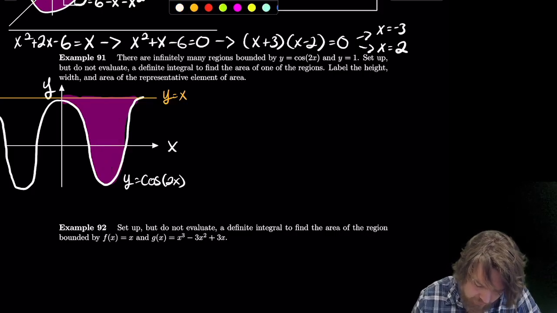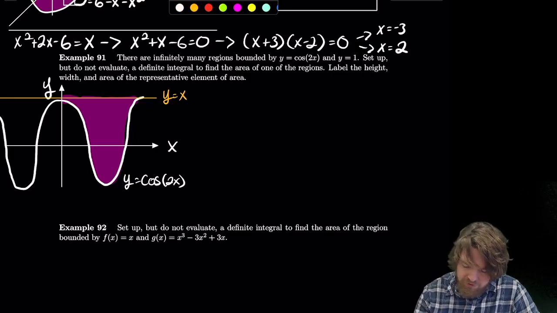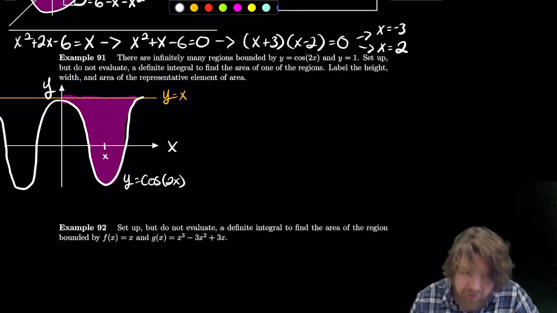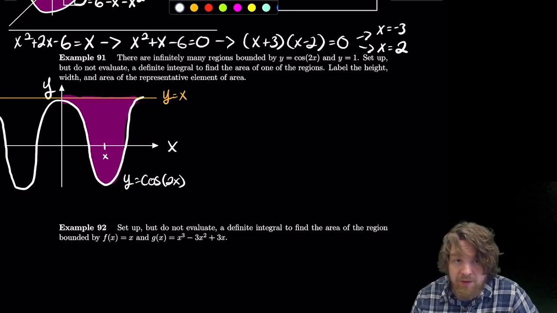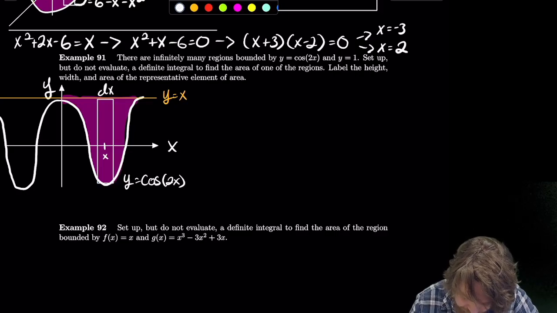Okay, so we've got the picture drawn. I tend to like the way that this looks so far. We can start thinking about our representative element of area. So pick any x value that you would like, somewhere within that region. We can sketch in our representative element of area. Like that last example, the width is going to be dx. The height in this case is going to be the top curve minus the bottom curve.